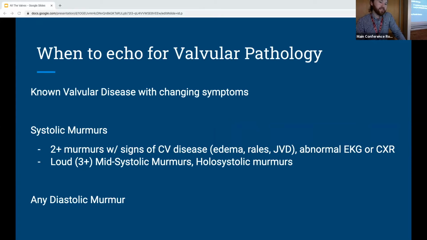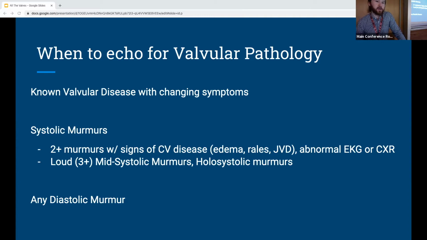And then obviously our physical exams are important. We could all probably improve a little bit, except for Dr. Silverberg, who I know is spot on. But the systolic murmurs, you want to focus on these when you have a 2+ murmur that is associated with some cardiovascular disease.